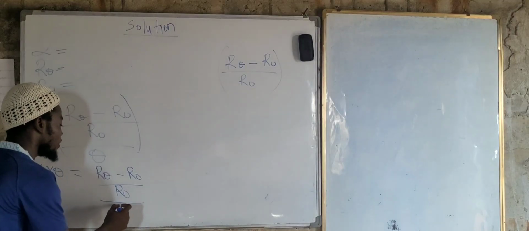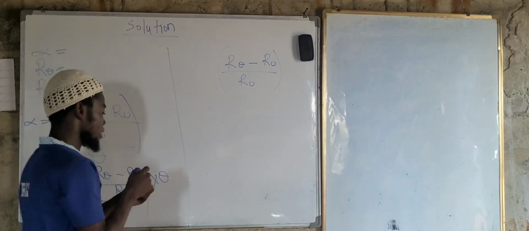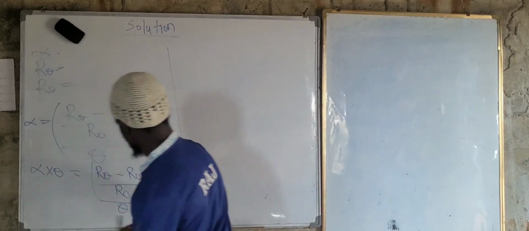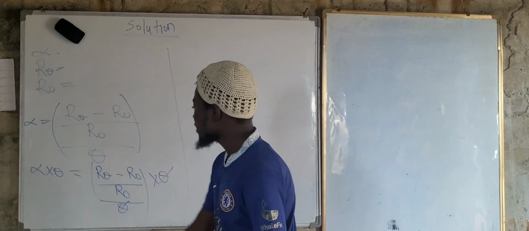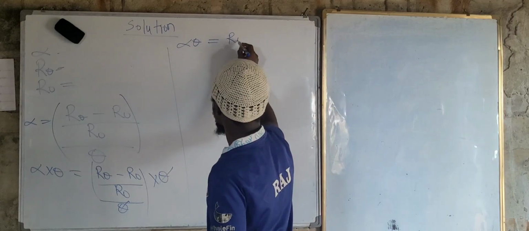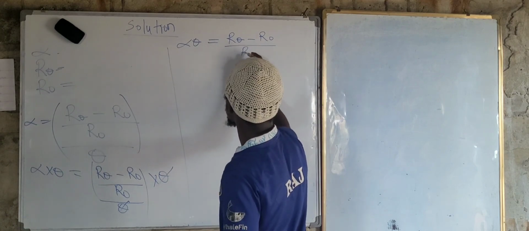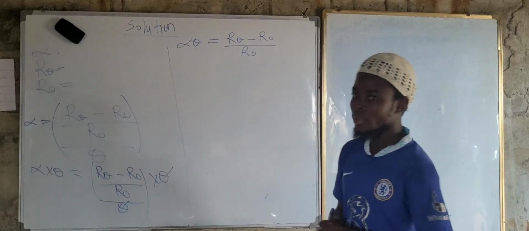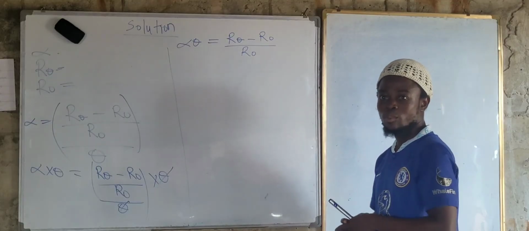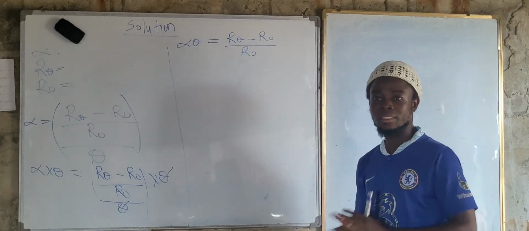All over here we have theta, and we multiply again by theta. So this theta and this theta cancel, and we are left with alpha theta equal to R theta minus R0 all over R0. Are you okay here? Now we can multiply throughout by R0 to get rid of the fraction, or you can cross multiply. Either way, you do the same thing.